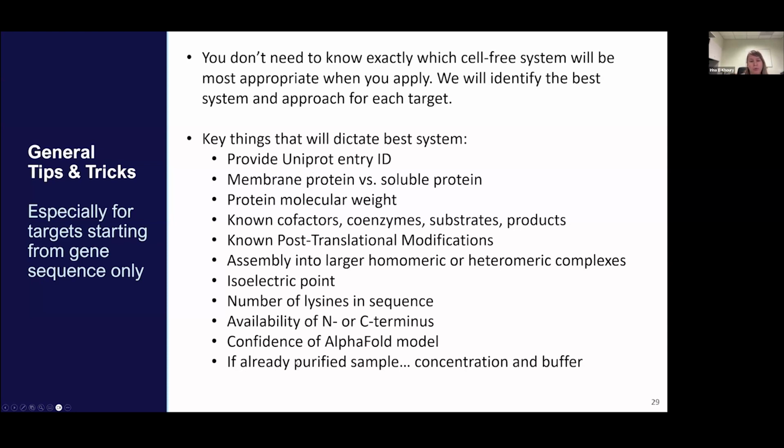And again, if you have a purified sample, we will ask you very standard questions such as concentration, buffer, and native state.